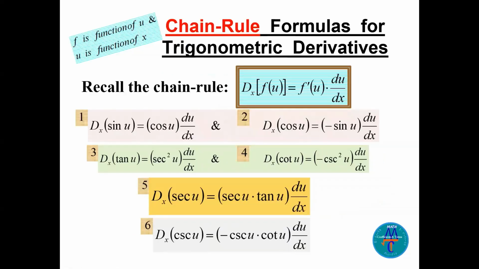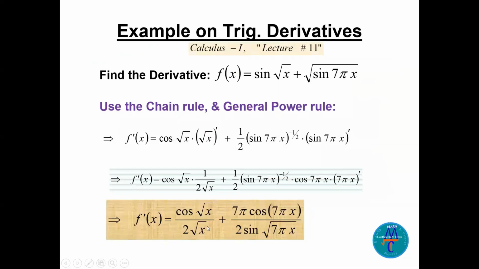Now, let's recall that the chain rule in general will be the derivative of f of u, which is f prime of u, times du over dx, where u is a function of x. So we can see now the derivative of sine of u will be cosine of u times du over dx. The same for the derivative of cosine of u will be minus sine of u times du over dx. And the same for the other trigonometric functions. Let's take one example.